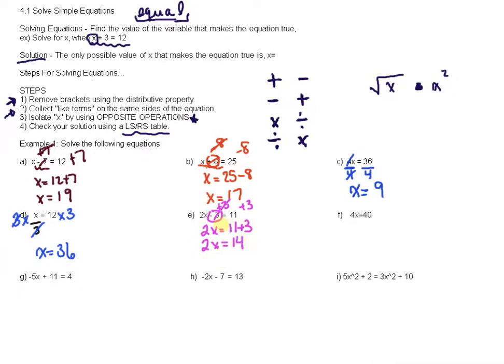Okay, now this equation just looks very similar to C, where the 2 and the x are attached by multiplication. So we want to divide both sides by the 2. So the 2's cancel out. We get x equals 7.